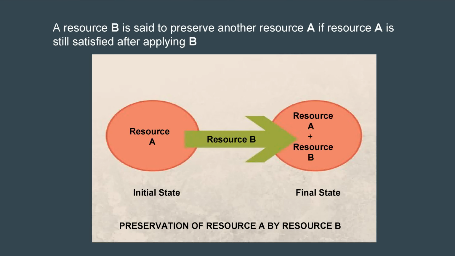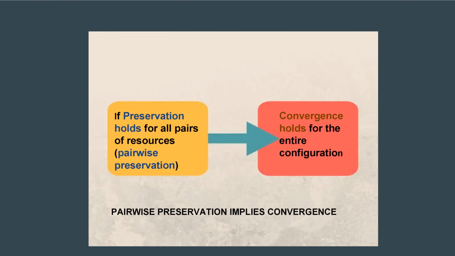A resource B is said to preserve another resource A if resource A is still satisfied after applying B. It is a concept that was used to enable pairwise testing of resources for idempotence and convergence in a feasible amount of time. It was concluded that preservation, when satisfied pairwise among resources, implies convergence for the entire configuration.